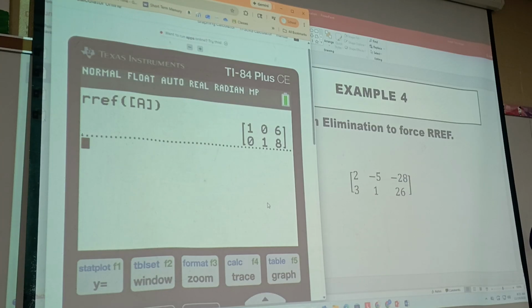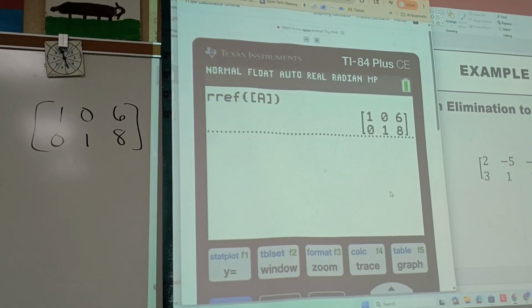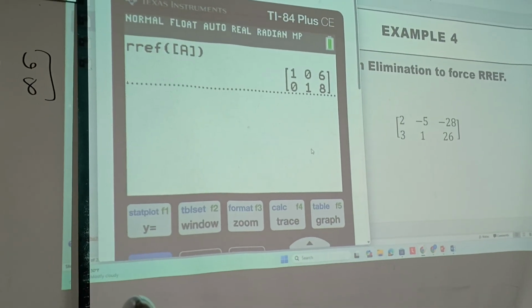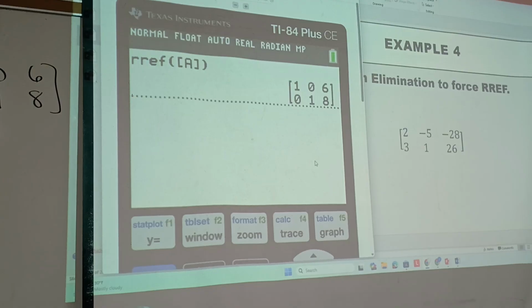Yes, sir. Yes, sir. Yes. You think Mahomes knows how to do this? No. So that's your reduced row echelon form. Oh, have I been zoomed in this whole time? You just zoomed it in.